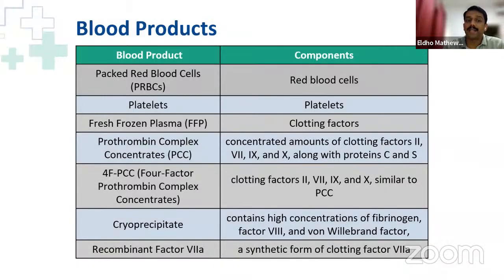And coming to the blood products, the RBCs we are giving mainly for the tissue perfusion. Oxygen carrying capacity is our goal. So in order to improve the tissue perfusion and oxygen delivery, we have to give the RBCs, and platelets for the blood clotting, and FFP for the clotting factors, and PCC, a combination of clotting factors 2, 7, 9, and 10, with other proteins, protein C and S, which help in blood clotting.